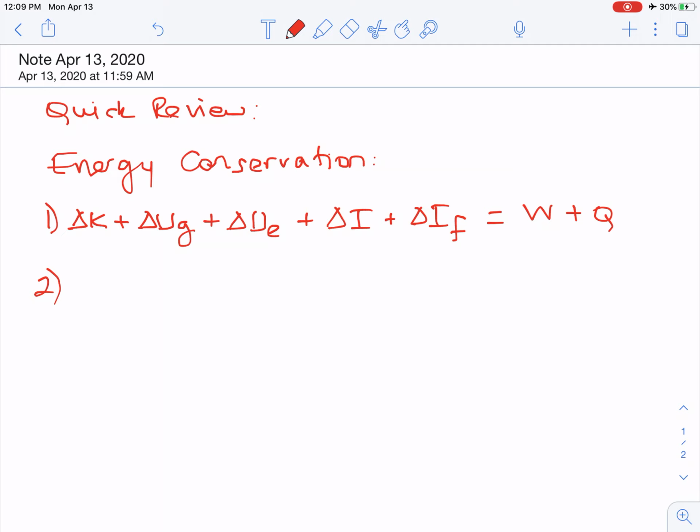Second step is simplifying it. So you're going to think about what changes kinetic energy, what changes potential energies, what changes internal energies, and if there are reasons to change those energies, you're going to keep those terms. Otherwise, you're going to set the others to zero. Okay, so simplify once.